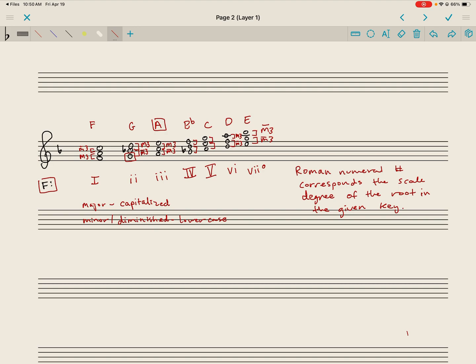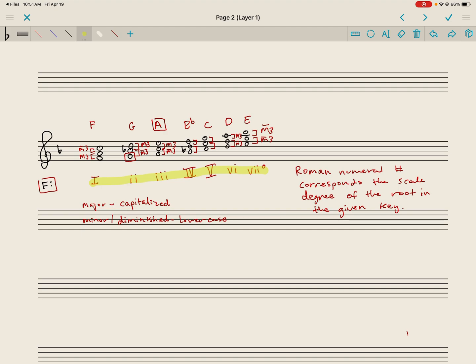You could just look at the root, your bottom note, your bass voice in the voicing, and be able to see what Roman numeral you should be writing. And in a major key, this is what you're going over: you have a 1, 2, 3, 4, 5, 6, and 7.